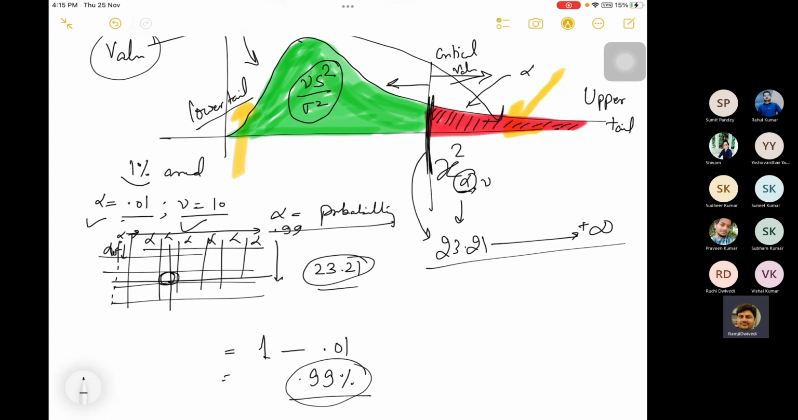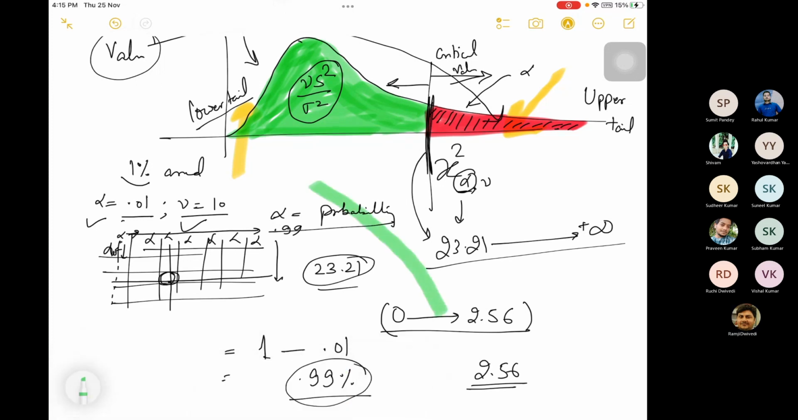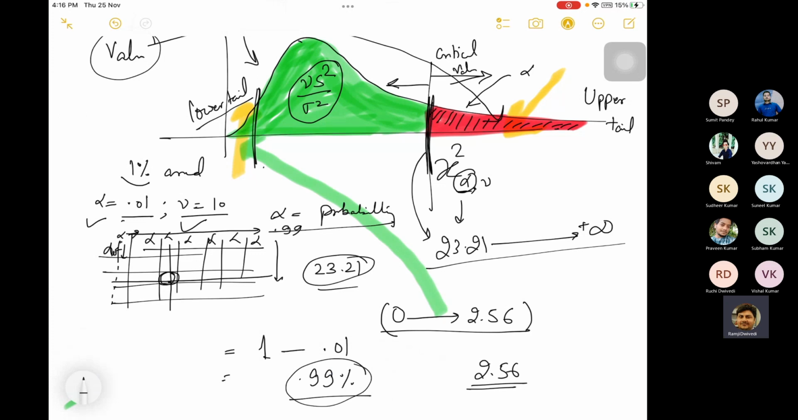When you go and find the value, that would come as 2.56. That means the area under the curve in the lower tail, 1% of the curve, would be 0 to 2.56. Let's say this is 2.56. So this would be the area under the curve, 1% near the lower tail.